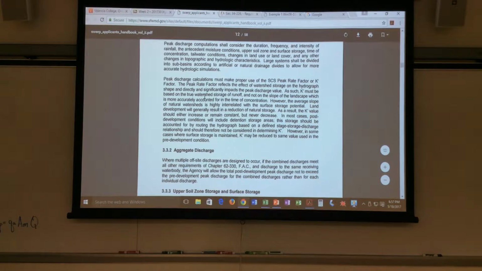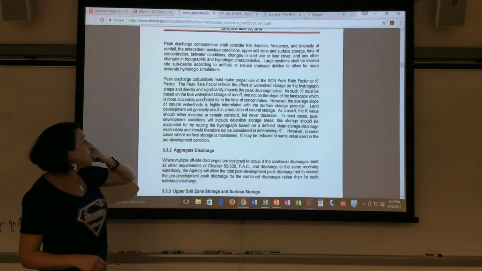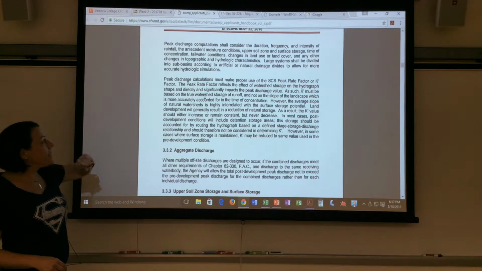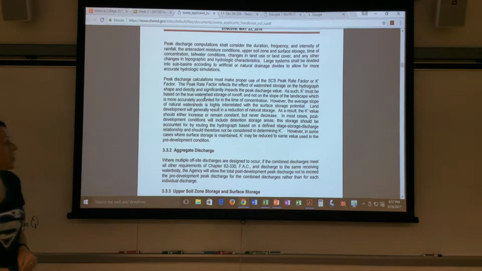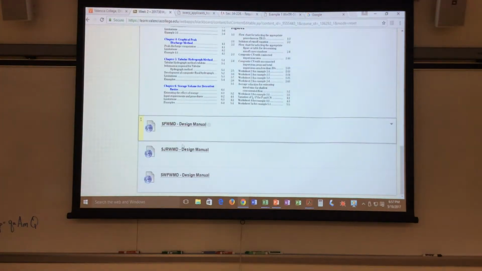Now, the peak discharge calculations are going to be based on the SCS peak rate factor Ks. I'm going to go over that in a little bit, what the SCS is, what it's actually talking about. They're actually talking about the methodology that they're using to calculate discharge. So if I go to St.